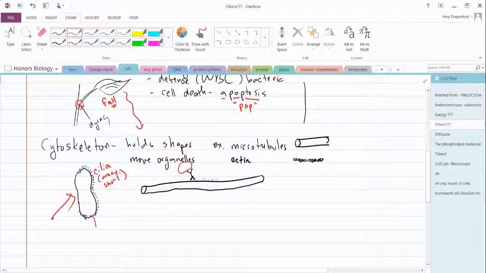There's another type of cell extension called the flagella. You're probably familiar with that one. And the flagella is going to be able to move the cell. Well, that's going to get us to tomorrow, and that's a good way to start.